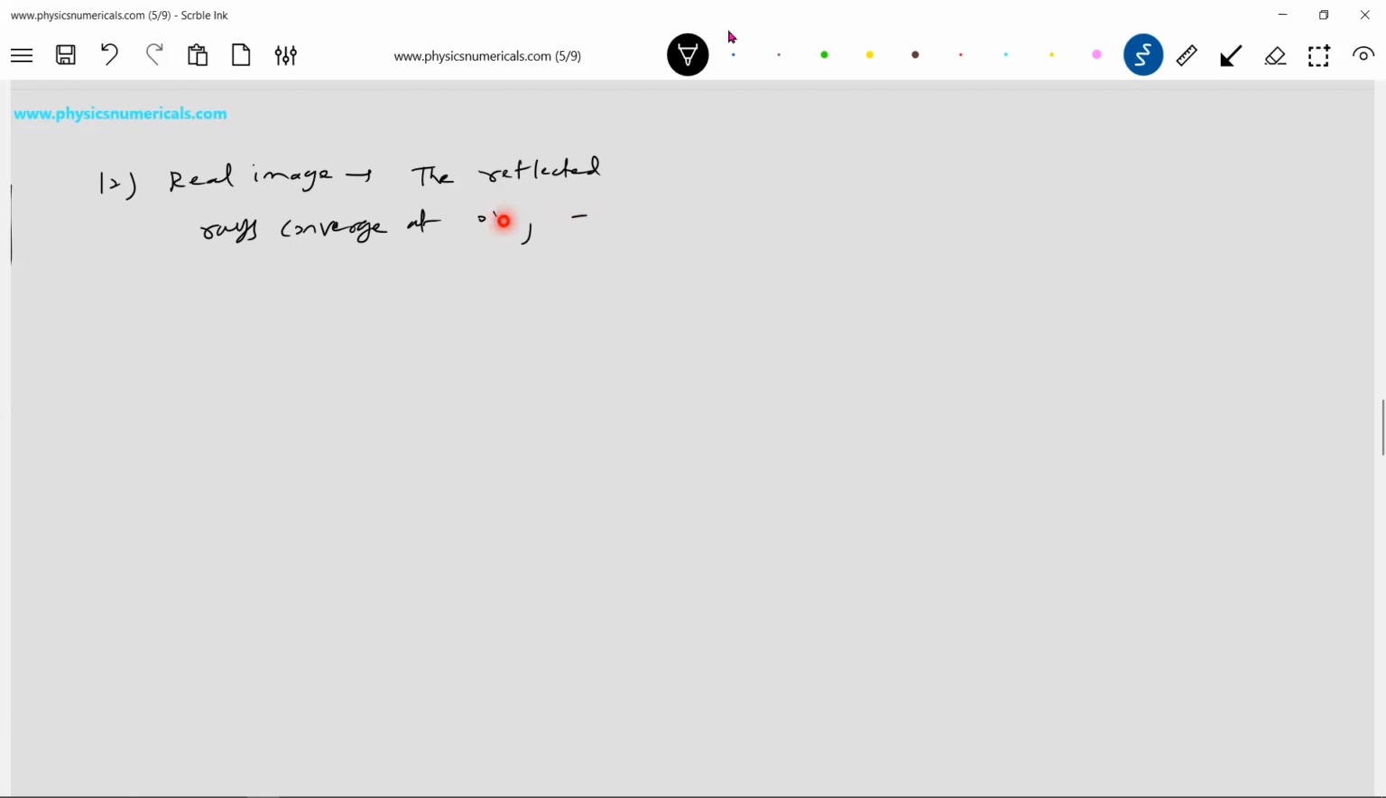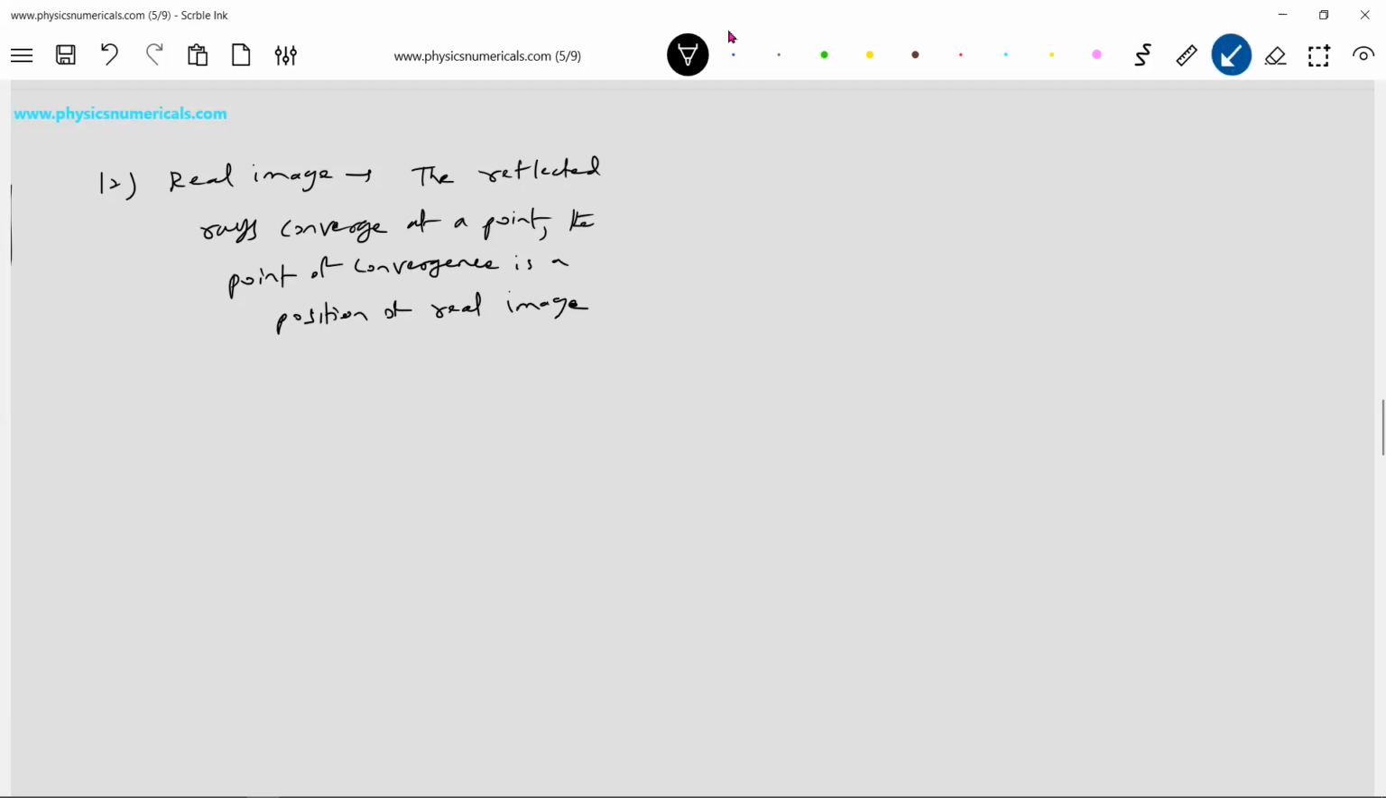The reflected rays converge at a point. The point of convergence is the position of the real image.